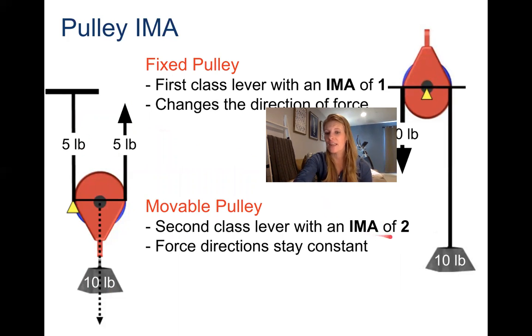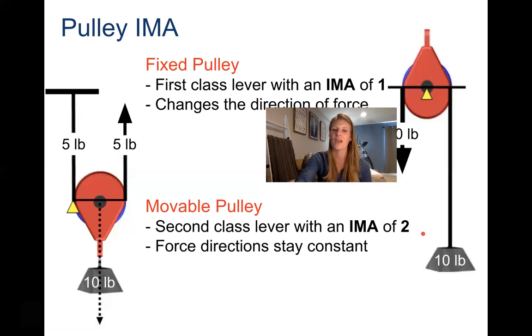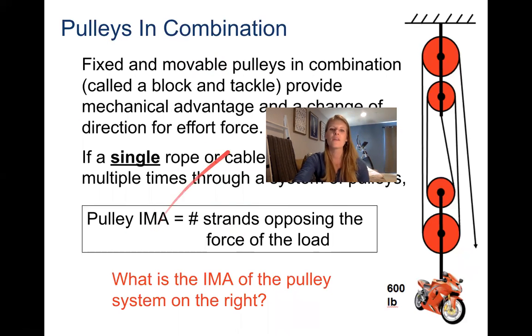Our IMA here is going to be 2. Here, it didn't do anything for me except change direction. Here, I have an IMA of 2 to 1. I can lift twice as much weight using this pulley. There are a couple more of these.